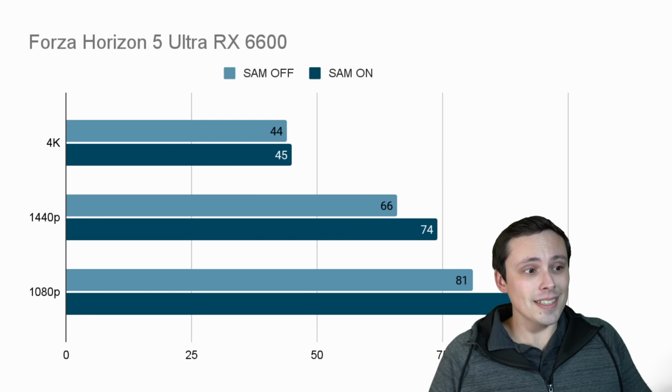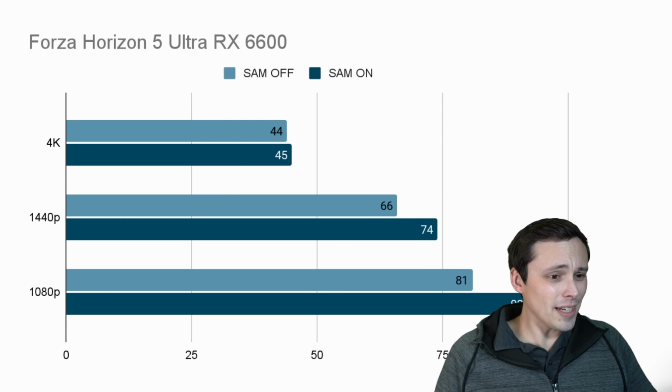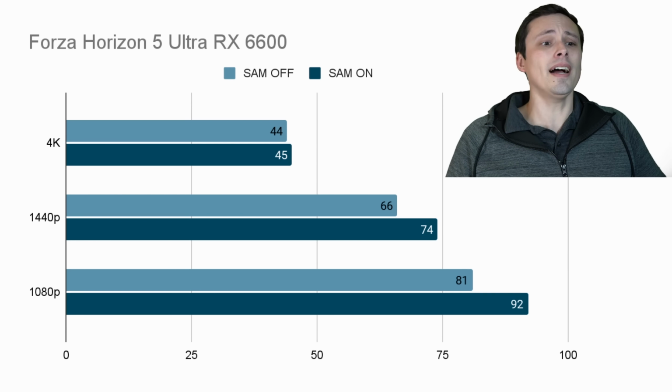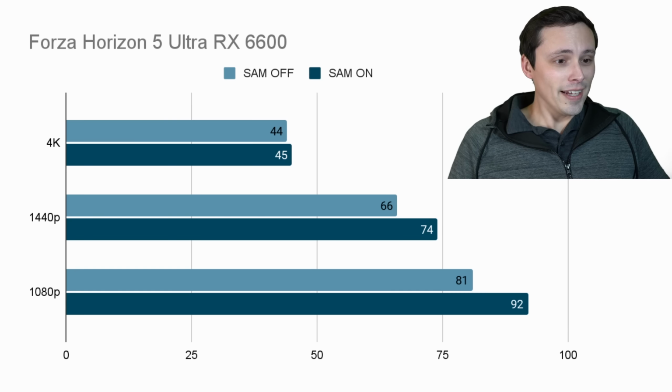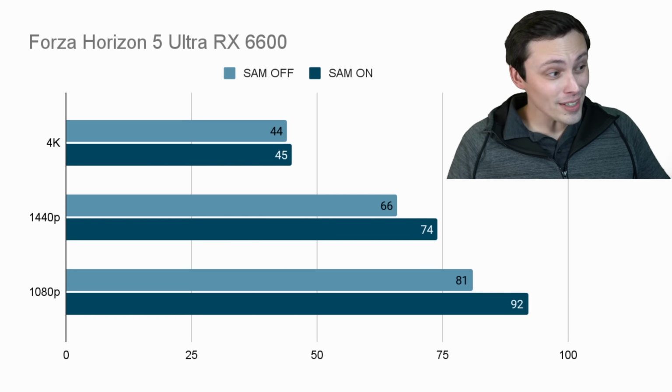So how'd the RX 6600 do? It looks like my fat head's in the way. Good thing I can fly. Anyway, so how'd it do?